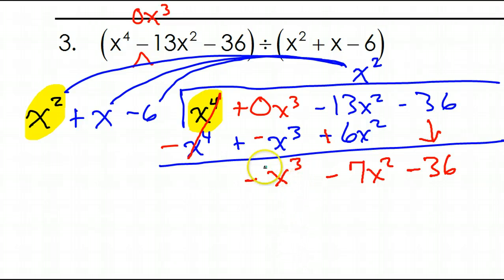Okay, once again, we start over. So this time I'm looking at these two as the first 2 terms. So x squared times what will make negative x to the third power? I'm thinking negative x.